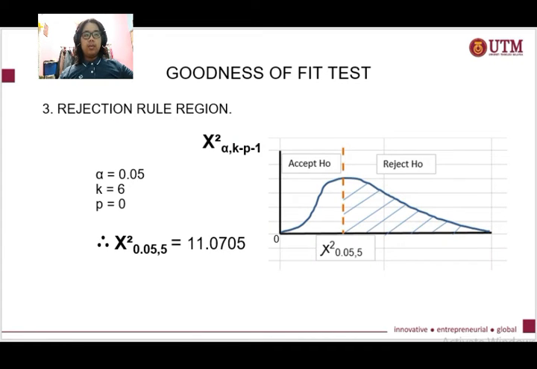So this is the rejection rule. As we know, the rejection rule formula for the chi-square test is chi-square alpha, k minus p minus 1. We know that alpha is 0.05. K is the total amount of data that we have, which is 6 after merging, and p, which is the amount of unknown parameters that we have to estimate, is 0. So we can get chi-square for 0.05, 5, which is 11.0705. So this is the border for rejecting H naught.